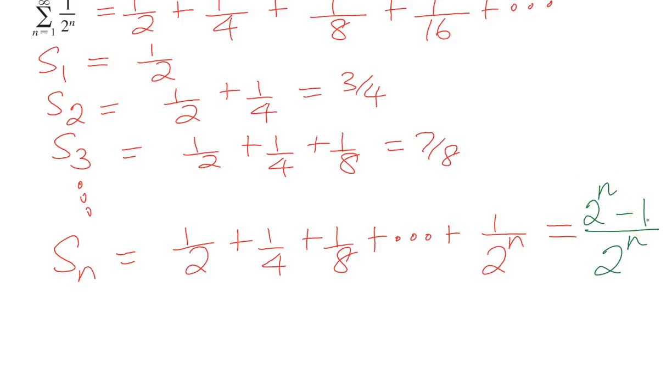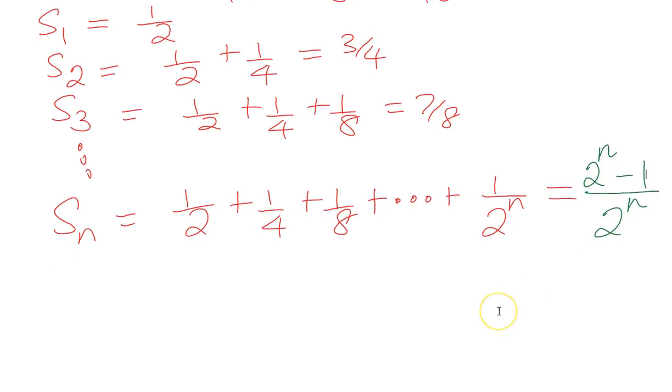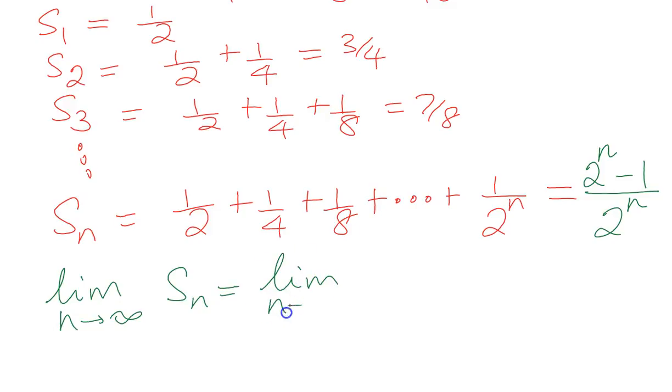So that is the formula for the nth partial sum. Now what does the nth partial sum test say? You have to go ahead and find the limit as n goes to infinity of Sn. That is the limit as n goes to infinity of (2 to the n minus 1) over 2 to the n. Okay? So guys, have a look at this. How do you rewrite this in order to find the limit?